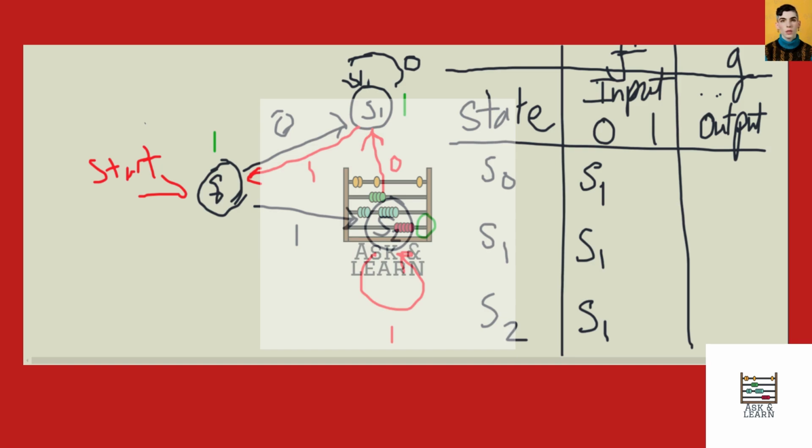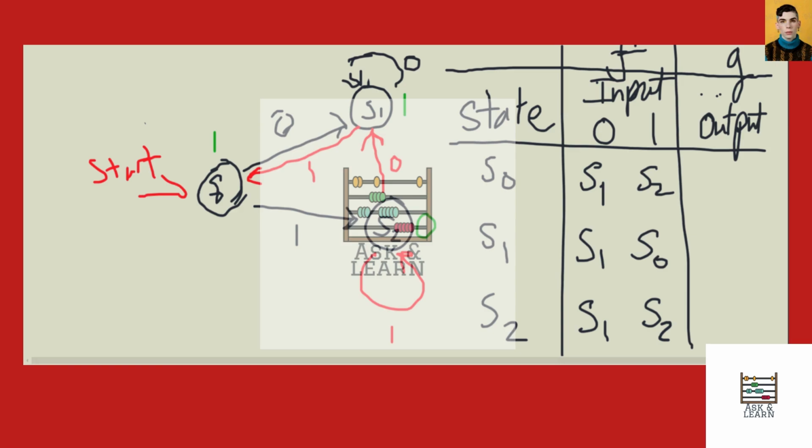And then we see that if we start out at state S0 and we have an input of 1, we move to state S2. We start out at state S1 and we have an input of 1, we move back to state S0. And if we start out in state S2 and we have an input of 1, then we return to state S2.